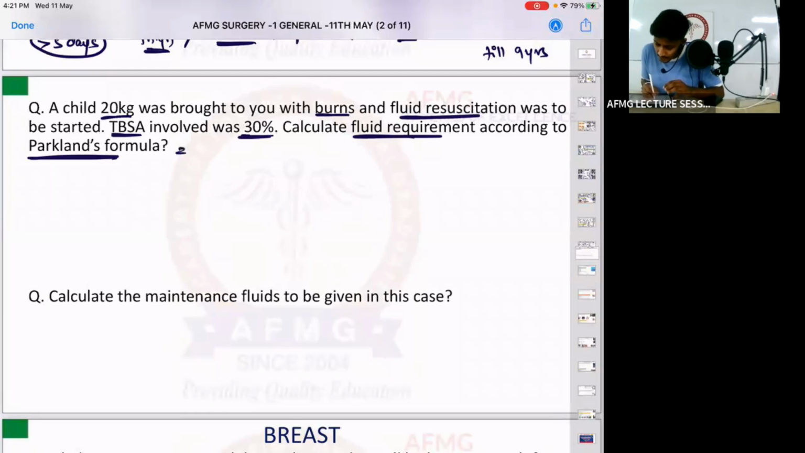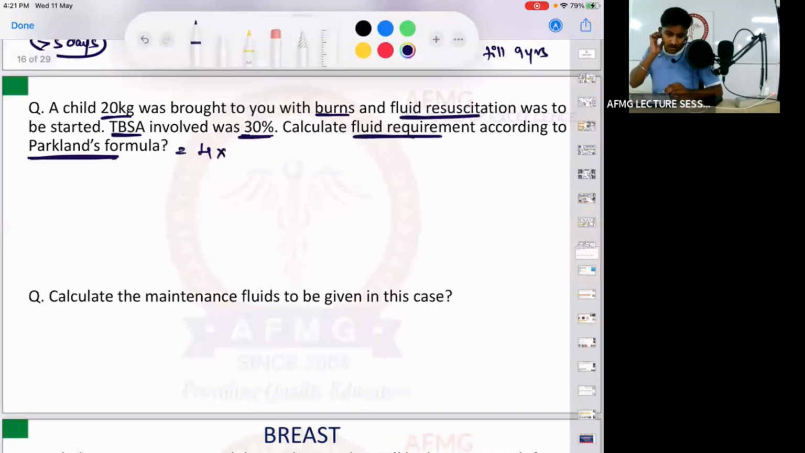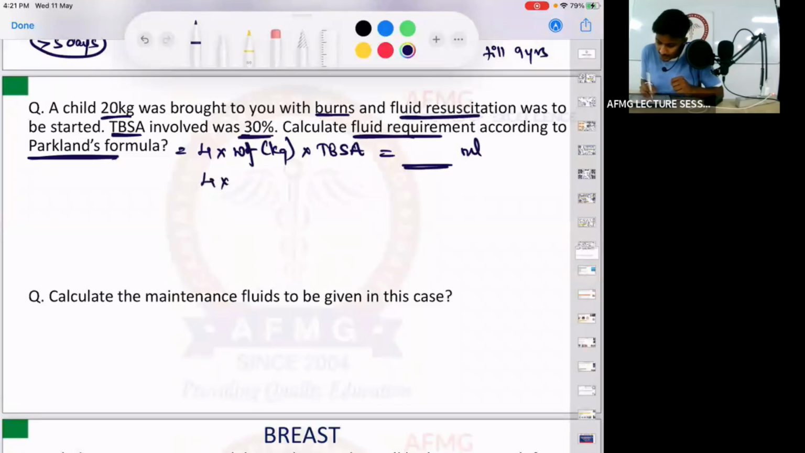What is the Parkland formula? It is important. Parkland formula is 4 into weight in kilograms into total body surface area of burn. It will give you the fluid volume in ml. Here 4 into weight, how much is it? Weight is 20 kg, and the total body surface area affected is 30%, so the amount required is 2400.